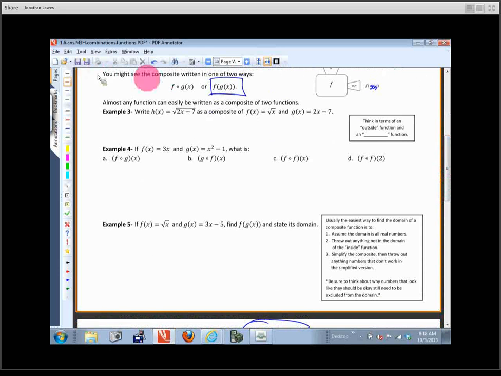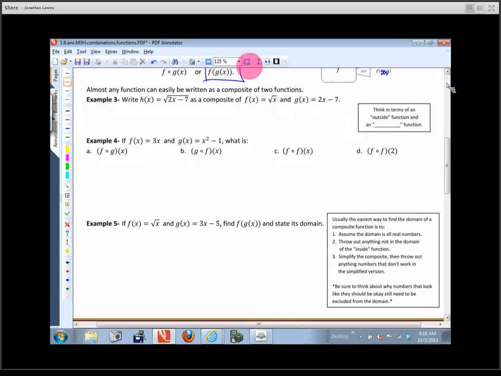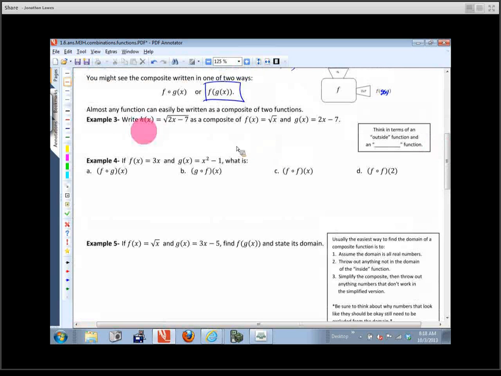And a lot of times it's helpful to think of these in terms of an outside and an inside function. So here's h of x, square root of 2x minus 7, okay? And f of x, the square root of x, and g of x, the square root of 2x minus 7, okay? The nice thing about composites, or one reason why we find them so useful, is you can write nearly any function as a composite of two functions, as one function plugged into another function, okay? So this says, write h of x, which is the square root of 2x minus 7, as a composite of these two functions. So what got plugged into what here?